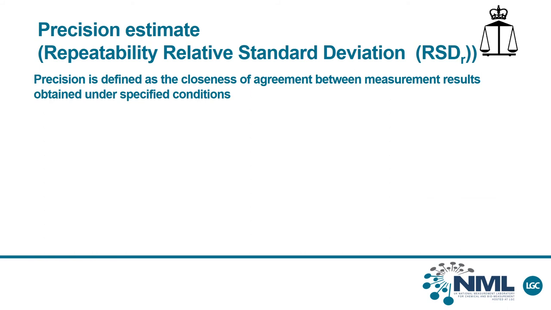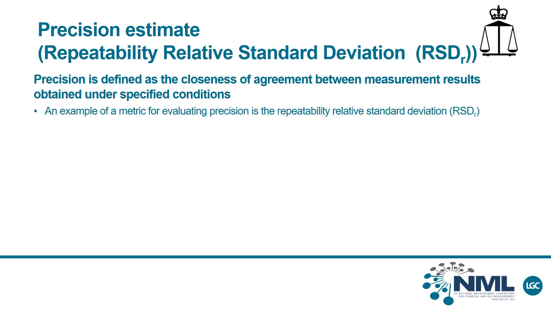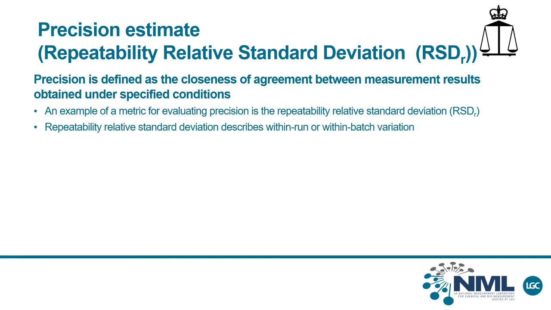Precision is defined as the closeness of agreement between measurement results obtained under specified conditions. An example of a metric that may be used to evaluate precision is the repeatability relative standard deviation, or RSDR. This metric may be used to describe levels of within-run or within-batch variation.